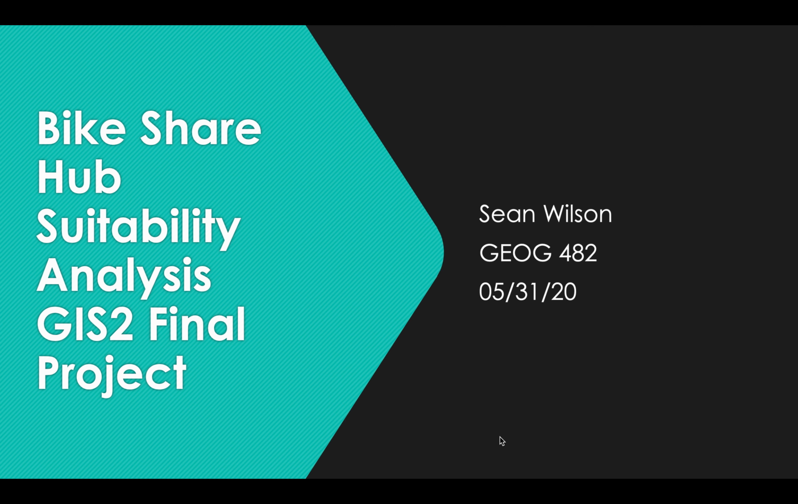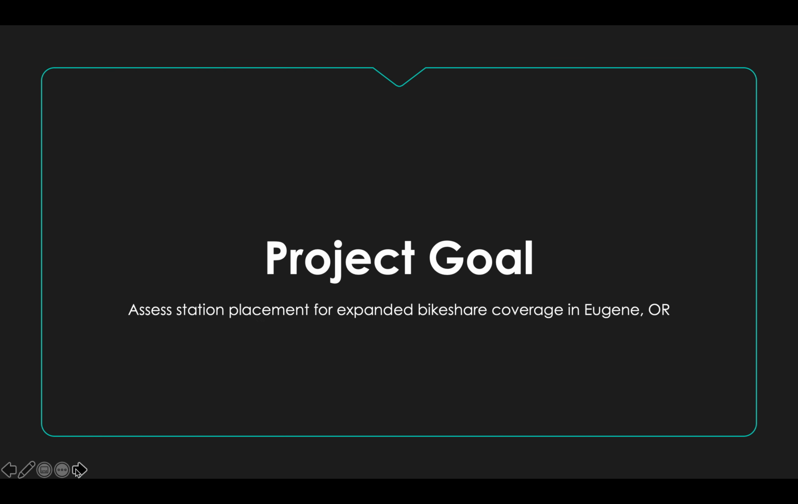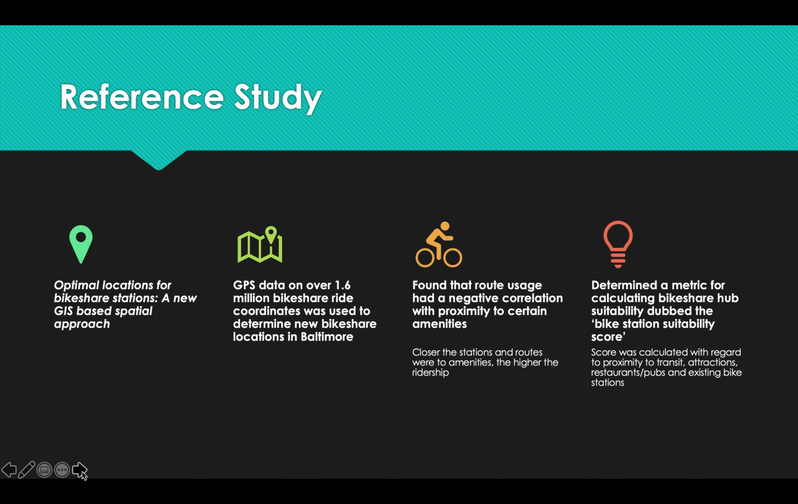Sean Wilson, and this is my final project presentation for GEOG482, Bike Share Hub Suitability Analysis. My project goal was to assess station placement for expanded bike share coverage in Eugene, Oregon.